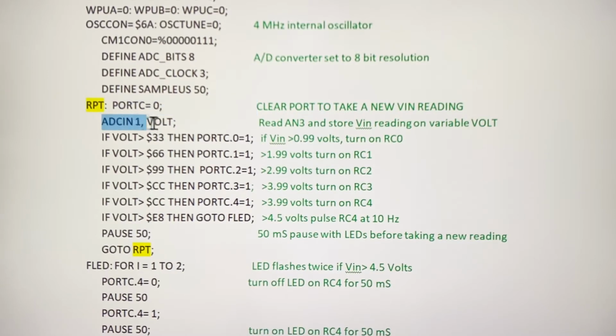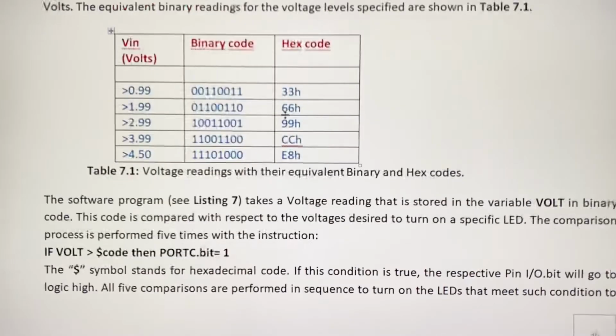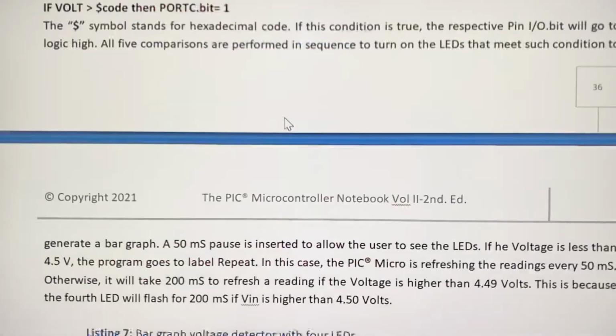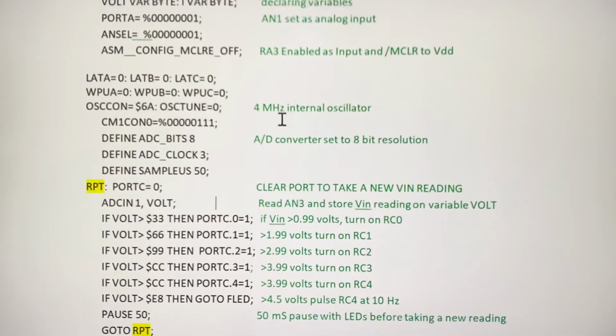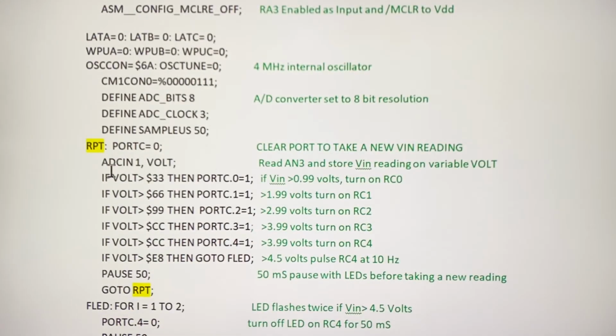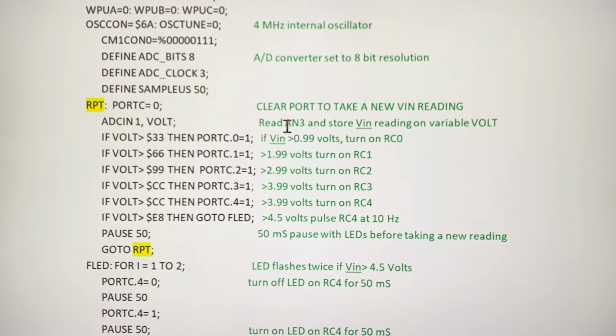So we start reading with this instruction, ADC converter input channel 1, and so we are reading channel 1. Let me check here, yep, it's channel 1. So we read AN1 and store the input voltage reading on variable volt. This is the variable where we store this reading.